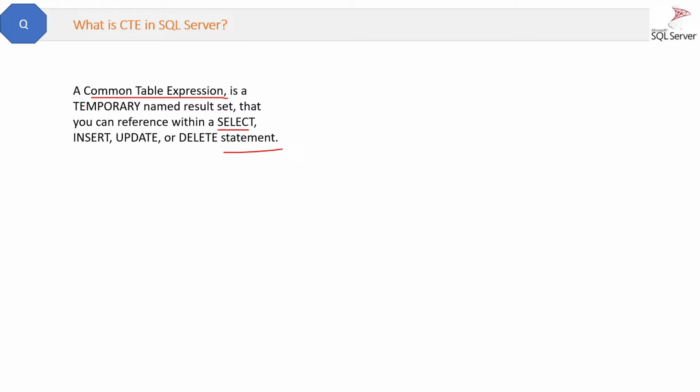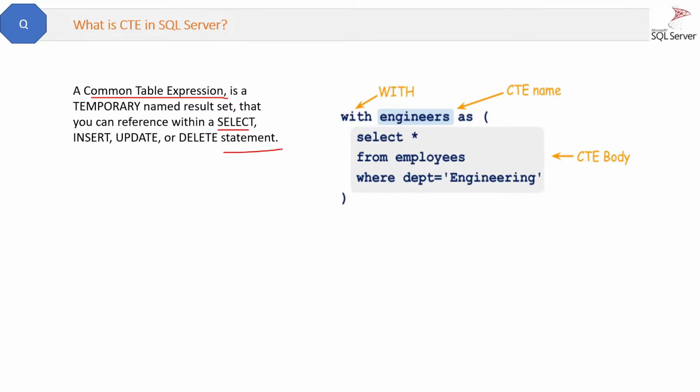Let me show you the example, then you will be more clear. See the query here. Here engineer is the CTE. Okay, this is the CTE name. And that is why we named it named result set in the definition, because a CTE has a name. Now, the engineer will contain the data which we will get from this select query. Okay. So this engineer CTE will get the data from this CTE query.